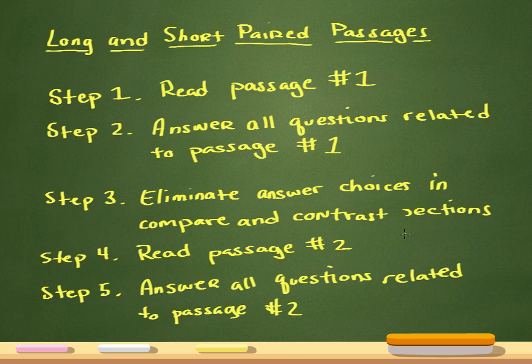Okay, so this is basically how you attack long and short paired passages. As for the details of the questions in themselves, they don't change from the long passages and the short passages, right? So that's why I highly recommend, if you haven't done that yet, go back to those sections, learn how to do those types of questions, and then you can come back and deal with these. Okay? All right.